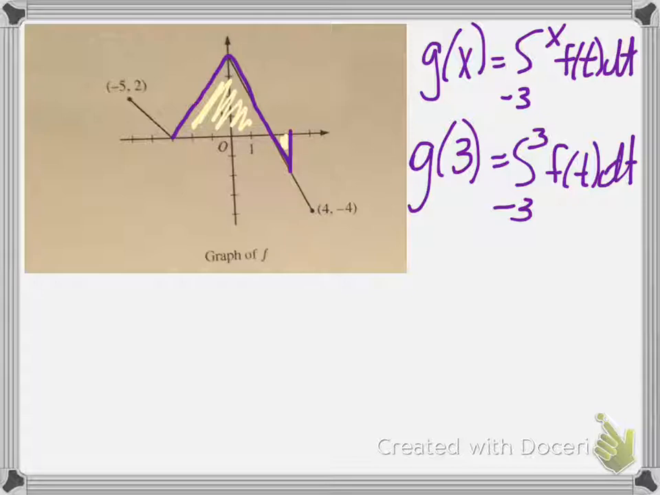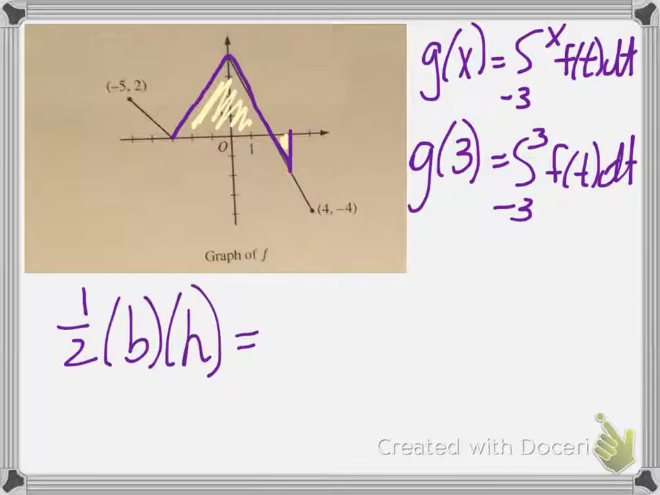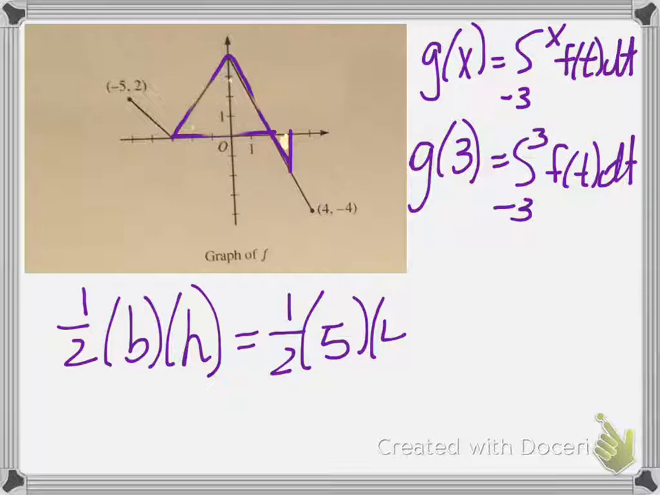To do that, we're going to find the area of the big purple triangle first. That's going to be 1/2 base times height. The base is this, so that's 5. And the height, let me erase this so you can see, is going to be 1, 2, 3, 4. So half of 20 is going to equal 10. So the area for this triangle is equal to 10.